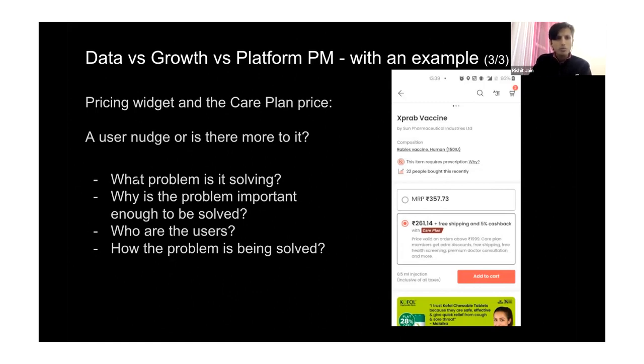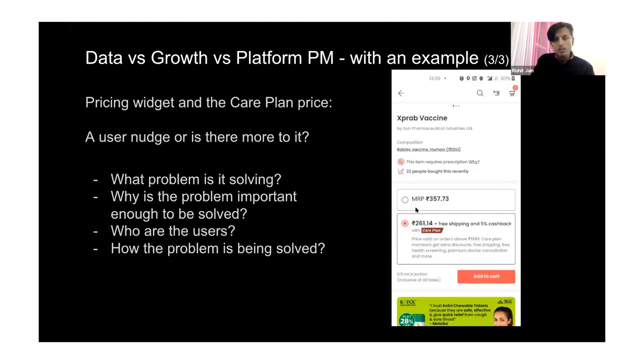Right now, what problem is it solving? If you look at the end user, it's solving a problem of price. I get the same offering at a lesser price with a membership. If you look at it from an organization perspective, it's solving the problem of loyalty. It's solving the problem of having more people opt in for your premium membership, something similar to, let's say, an Amazon Prime.